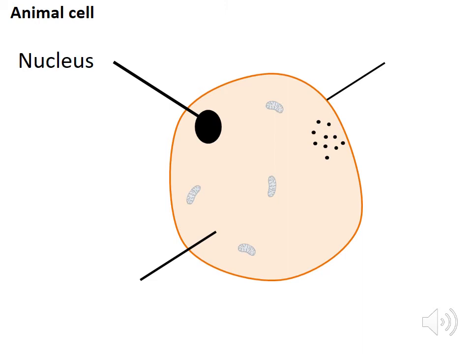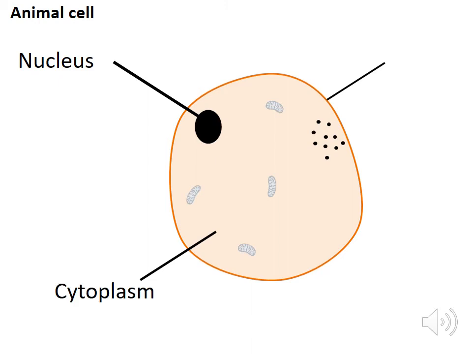So the first one we've got here is nucleus. Now the nucleus controls the cell, and contains all the instructions that make you you, a very important subcellular structure.